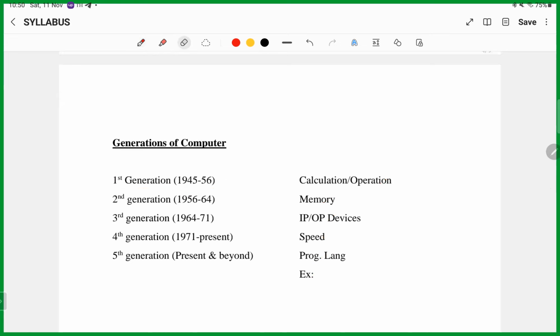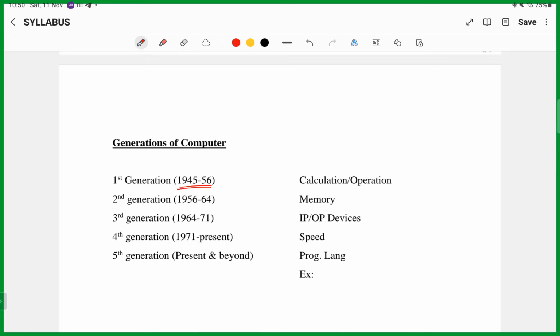Okay, we'll discuss one by one. First, let us take first generation. Let's discuss what kind of technology was there in the first generation, what kind of technology they were using. Okay, one by one. So it starts from 1946 to 56. Sorry, 45 to 56. The time period of first generation. Okay, consider it as your great grandfather. So that you'll easily remember.